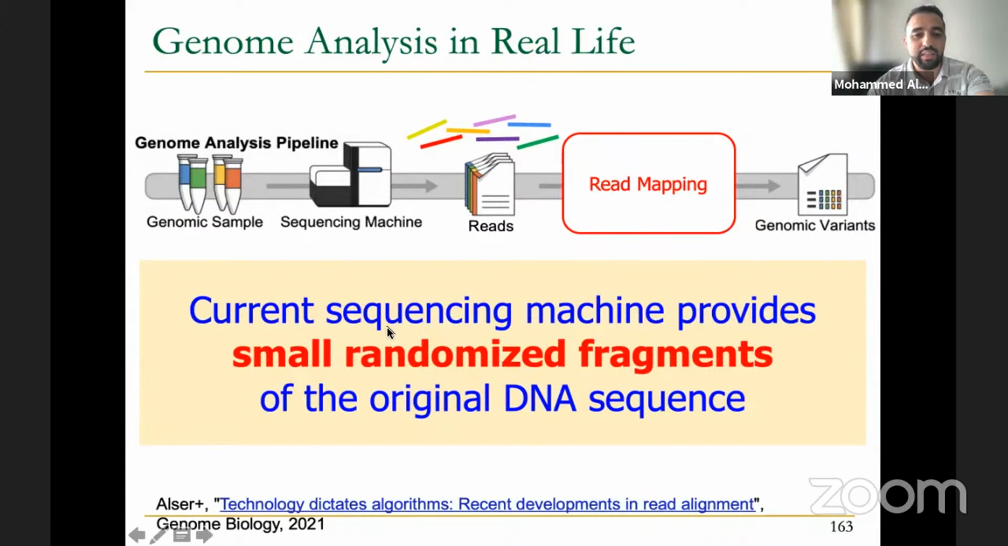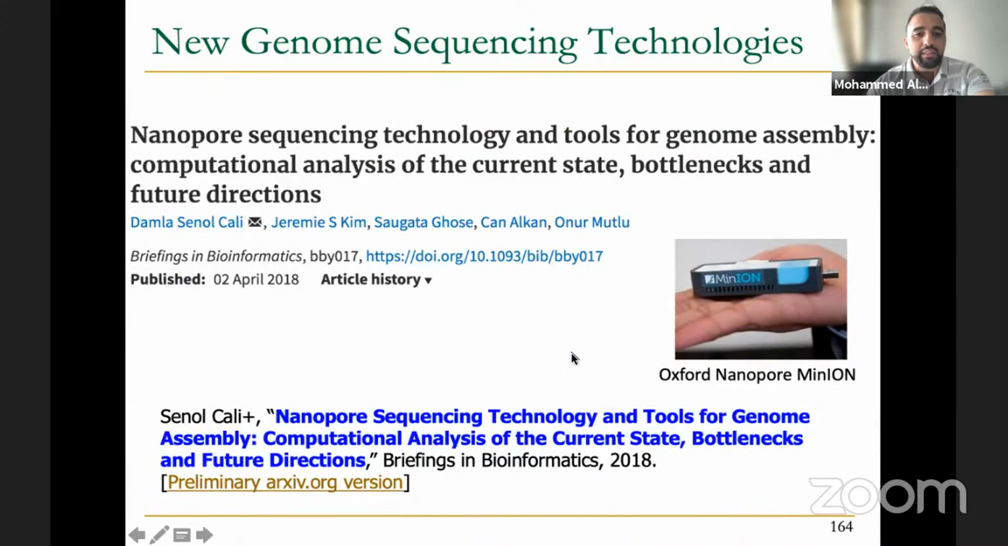So these sequencing machines still provide small randomized fragments of the original DNA. In this paper, we study, for example, one of the machines coming from the company called Oxford Nanopore. The device, as you can see, is almost the same size as a hand and is called MinION. It can provide a large throughput of sequencing data, which are the reads, the pieces of your DNA.